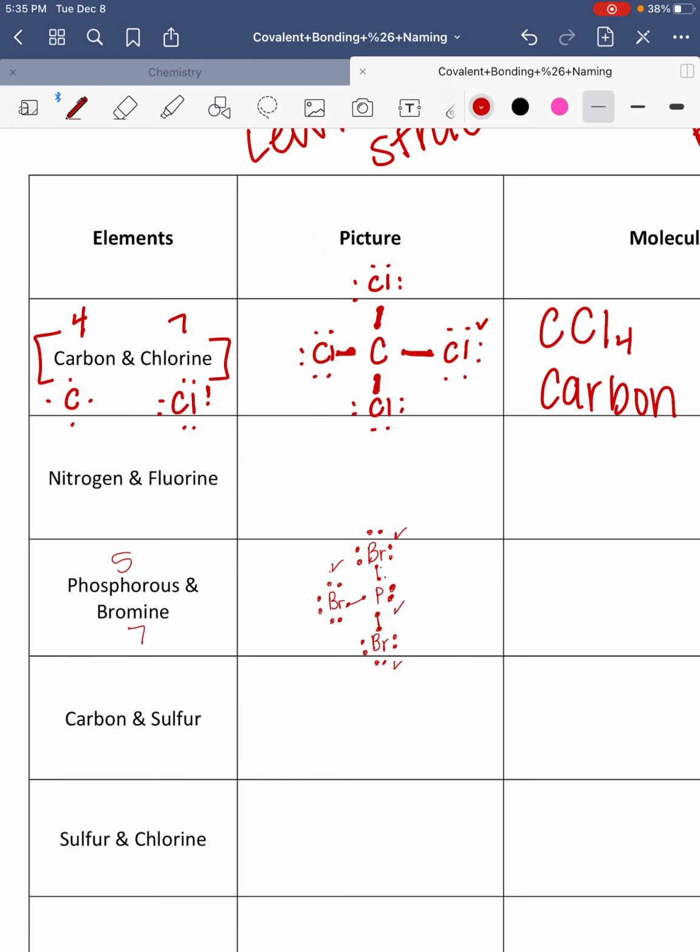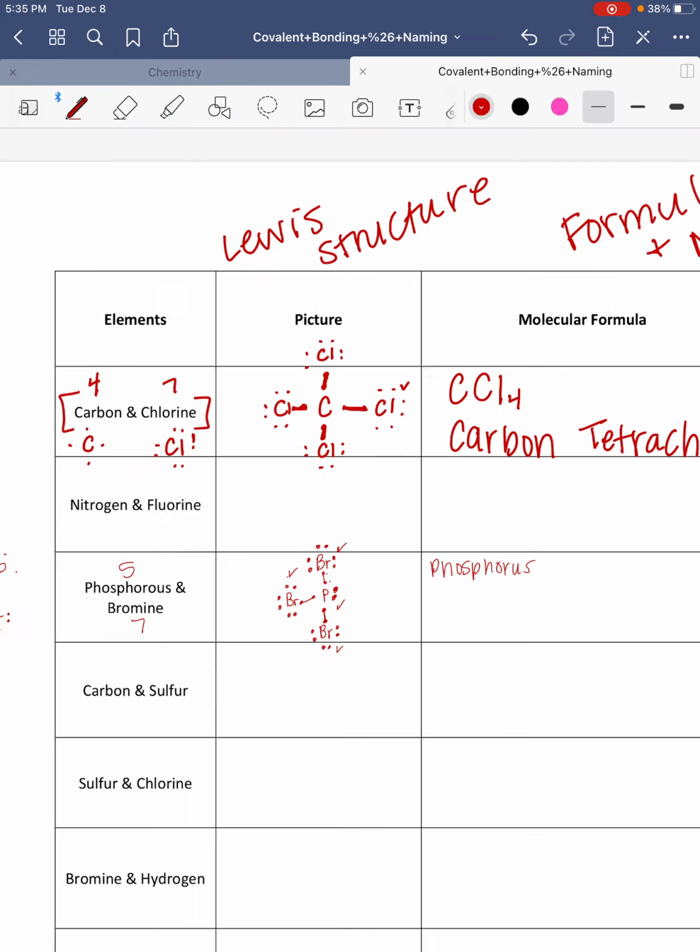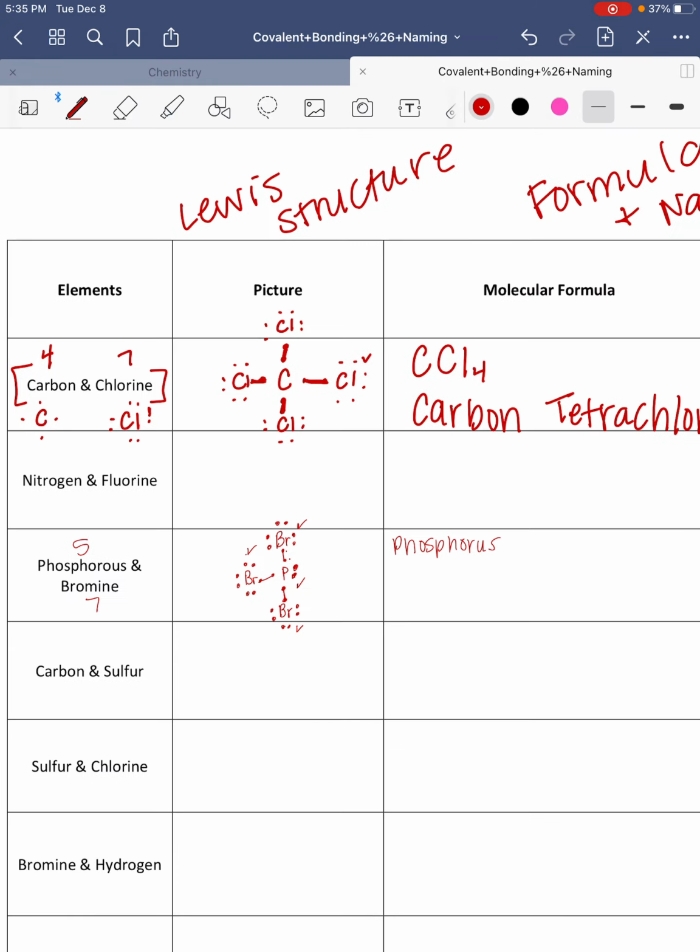So when I'm writing this one, it's going to be phosphorus, you have 3 bromine, so it's going to be bromide. And our formula is going to be PBr3. Okay? Hopefully this helped.